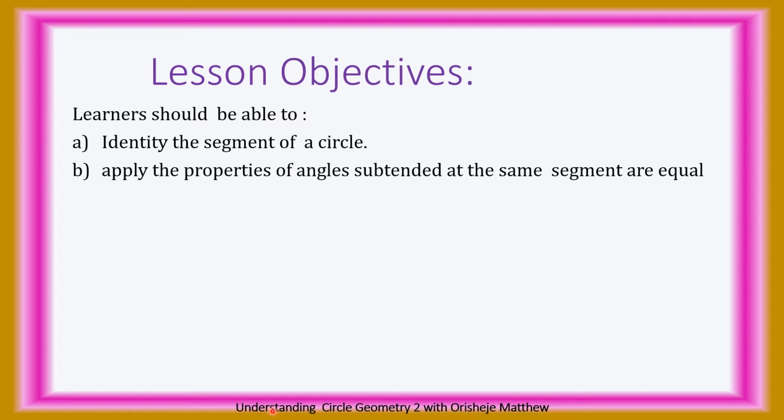What are the objectives of this lesson? You should be able to identify the segment of a circle and apply the property that angles subtended in the same segment are equal. So the angles that are subtended in the same segment of a circle are always equal. So let's go look at it.